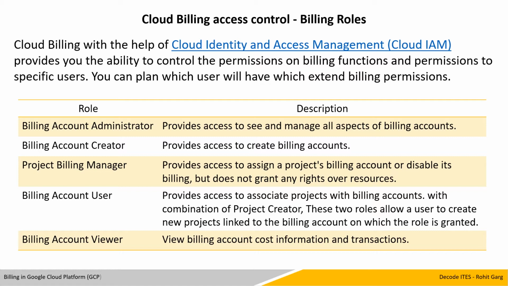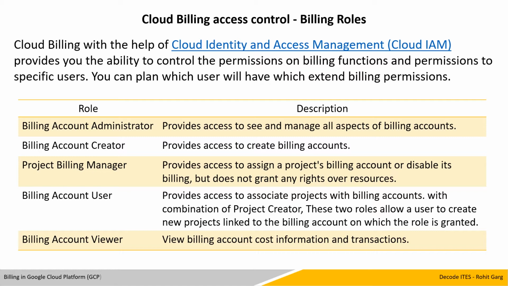GCP provides five types of billing roles. One is billing account administrator. This is the administrator which can do anything in your billing account. It can create new billing accounts, delete all billing accounts, edit billing accounts, everything it can do in the billing account section of your Google Cloud Platform account.